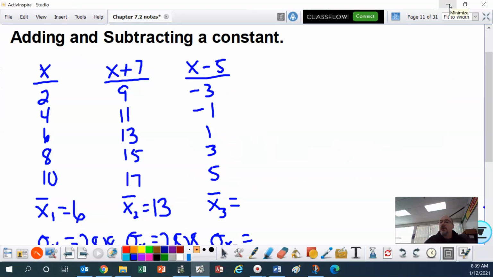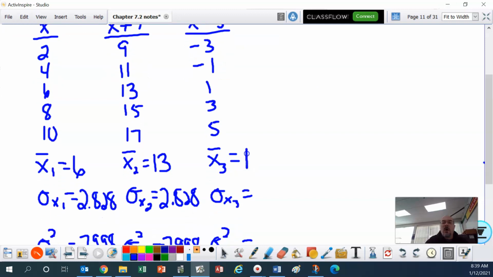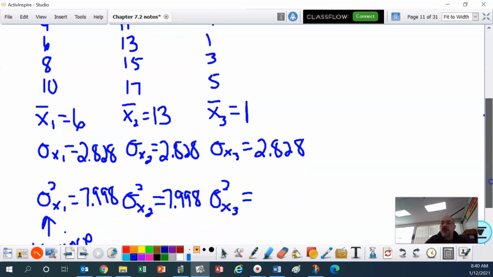So the mean is now 1, which is 5 less, right? The mean was 6, and I took away 5, so now the mean is 1. That makes sense. And the standard deviation did not change, which means the variance did not change.